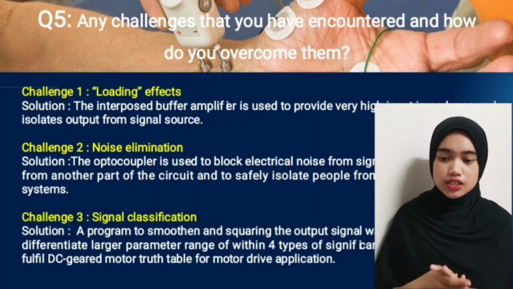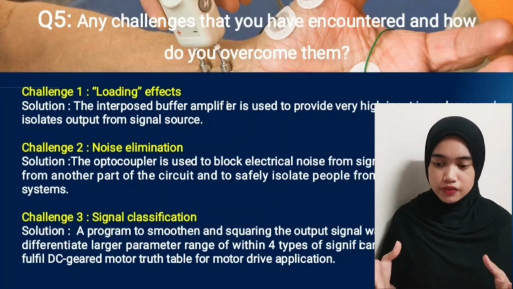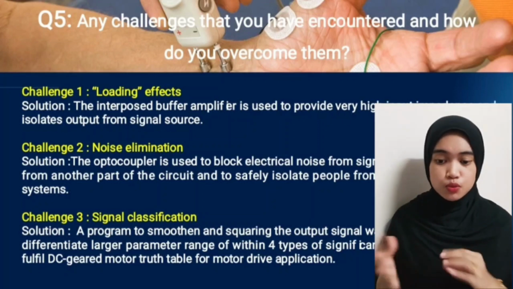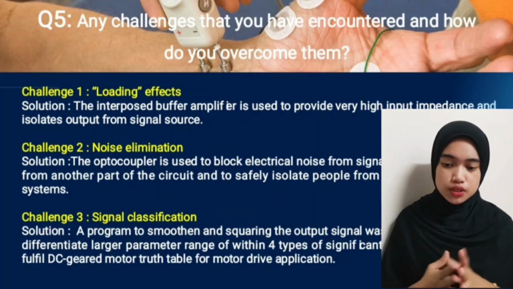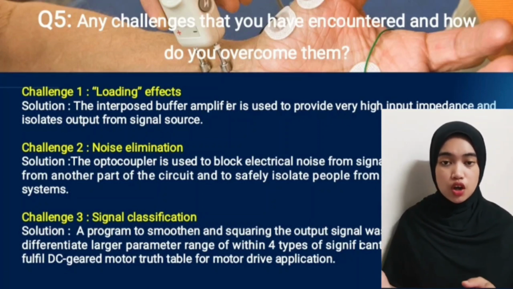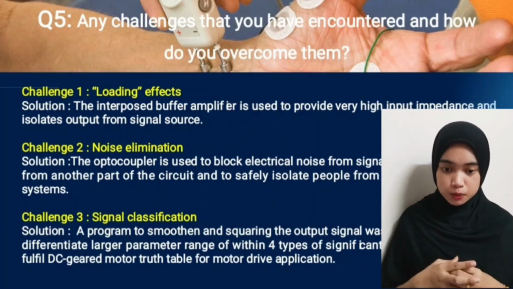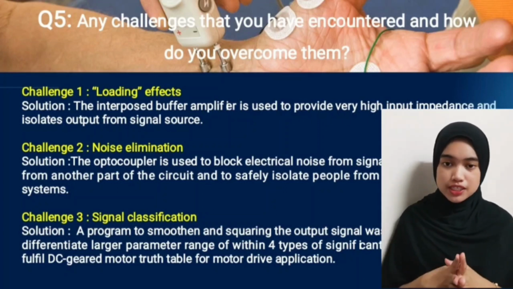And for the third challenge, it is about signal classification, where we use a program to smoothen and square the output signal that is implemented. It is to differentiate a larger parameter range within 4 types of significant signals generated to fulfill the DC motor truth table for motor drive applications.